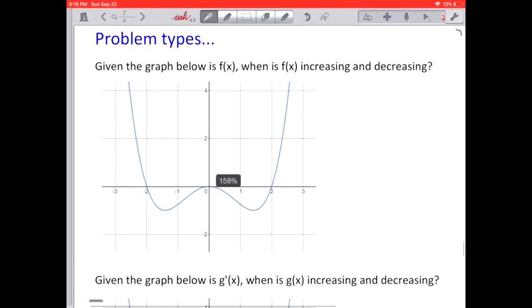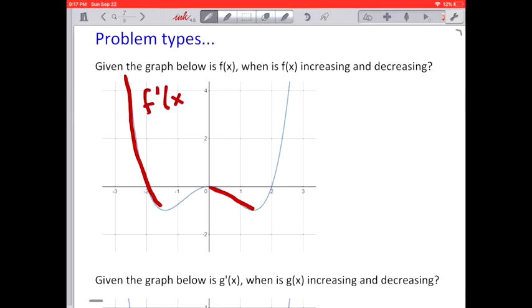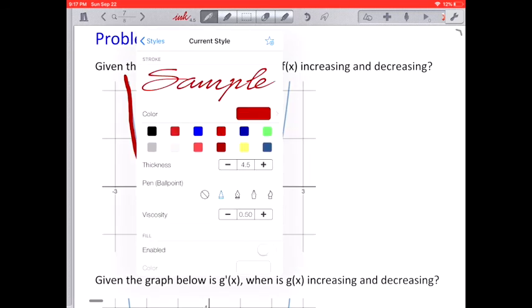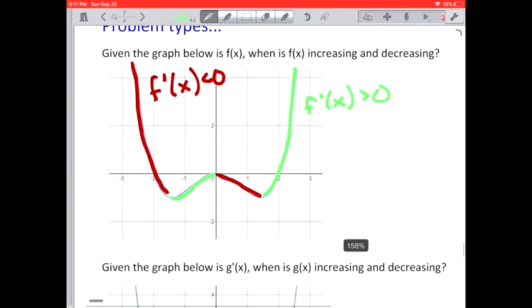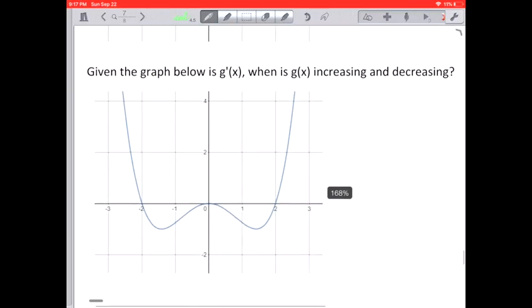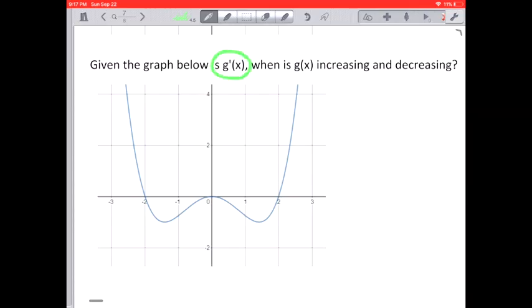So, in this first problem it says, when is the function f of x increasing and decreasing? Well, it's decreasing from here to here and here to here, simply because the slope is negative. Derivative is less than 0. That's almost like a pre-calc question. And then it's increasing, it's going up, because the derivative is greater than 0. Kind of a boring question, but it's easy to get tripped up because the very next question asks about g of x, but the graph is g prime of x.